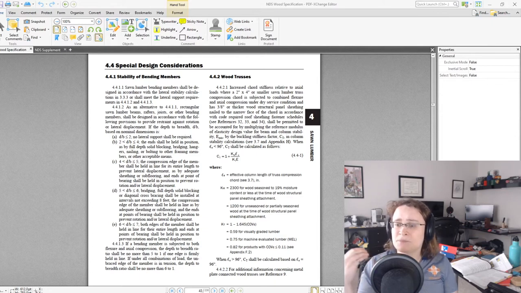So, in other words, if you were considering a 2x12 as a beam, you would have a D over B ratio of 6 based on the nominal dimensions. And if you were to calculate that based on the actual dimensions, you would get a value of 7.5. So again, you use the nominal or sticker dimensions. For the 2x12, you literally just take 12 over 2, not 11.25 over 1.5. Also note that 4.4.1.3 provides some provisions for beam column members, where you have both flexure and compression on the same element.